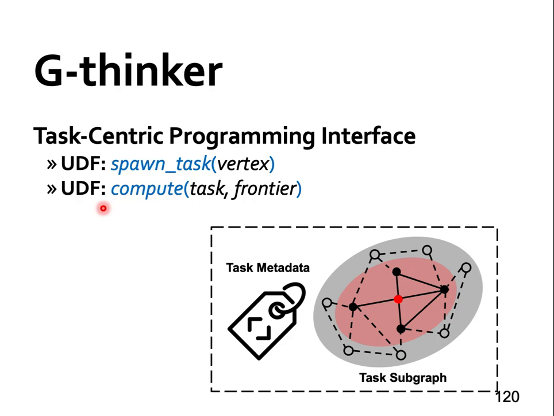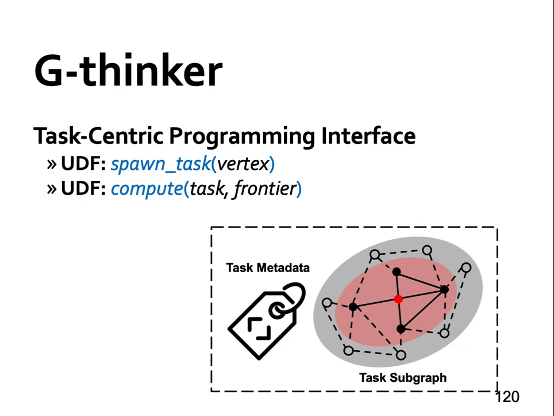Here's the task-centric programming model of Gsynchro. The first user-defined function specifies how a task is spawned from an individual vertex. The second user-defined function specifies how a task grows its subgraph from the surrounding vertices' adjacency lists, which are pulled into the frontier array the last time the compute function is called. A task calls compute in iterations to expand its subgraph until all needed data are ready, after which the task then mines the constructed subgraph.